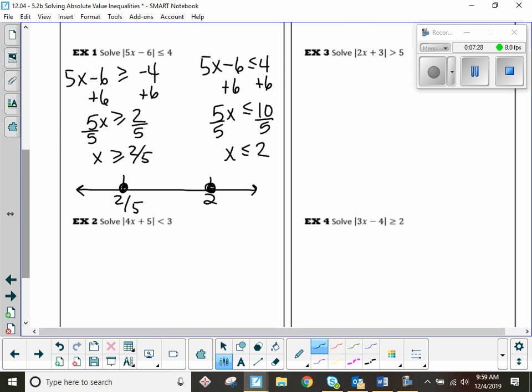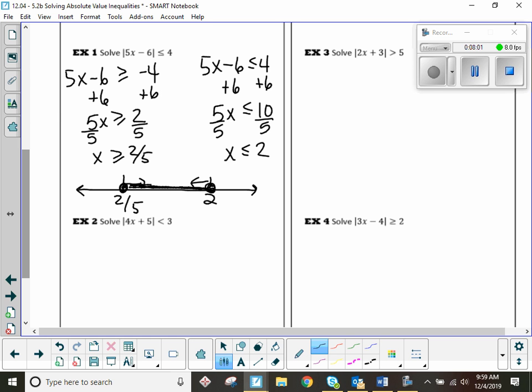Now here's how to decide which direction you're graphing, okay? This first one, I need everything. Do I need it bigger than 2/5 or less than? What does this mean? Greater than. Which direction is that? To the right of 2/5, okay? And then this is all the x's less than 2. So here's 2. So we need everything to the right of this and to the left of this.